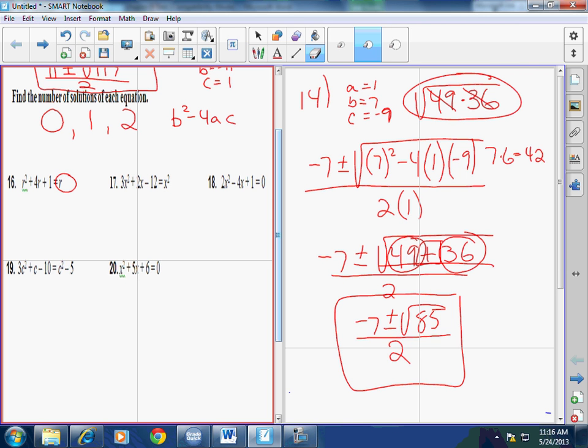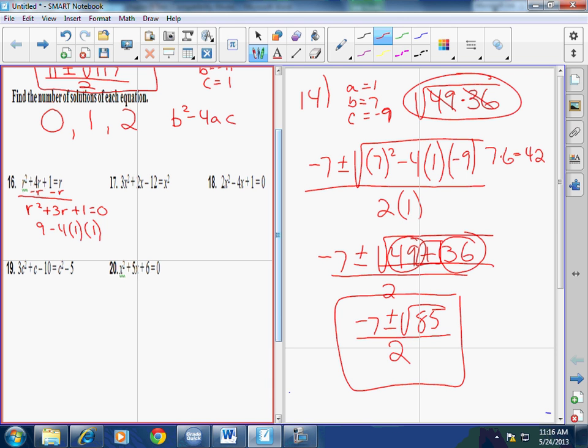Now, for number 16, did anyone even realize that there's an r there? No. You have to make this a trinomial, gentlemen. So I have to subtract r from both sides. R squared plus 3r plus 1 equals 0. Now I can test this. B squared minus 4 times A times C equals 5. 5 is larger than 0. There are 2 solutions.